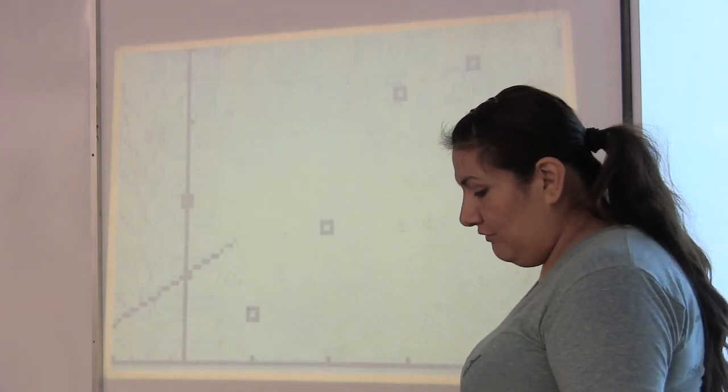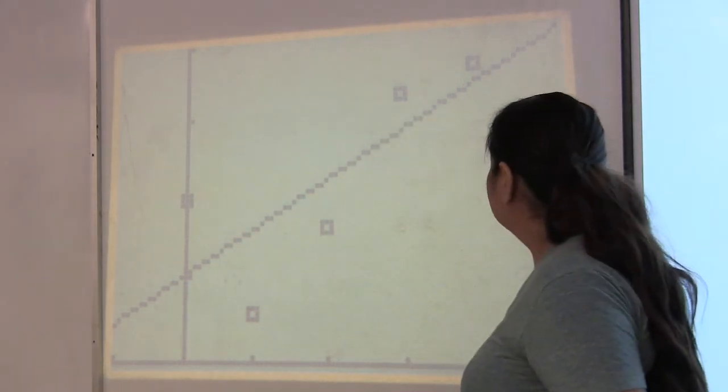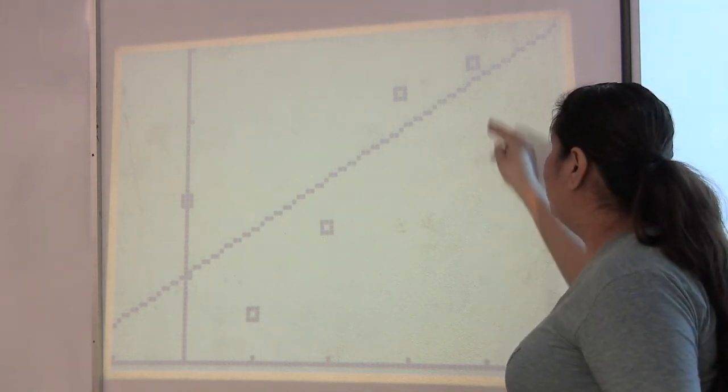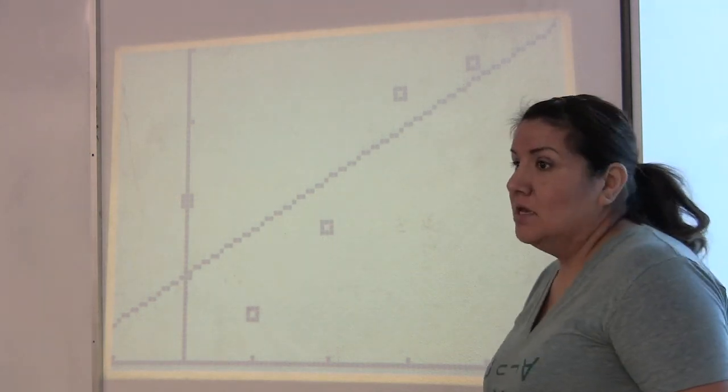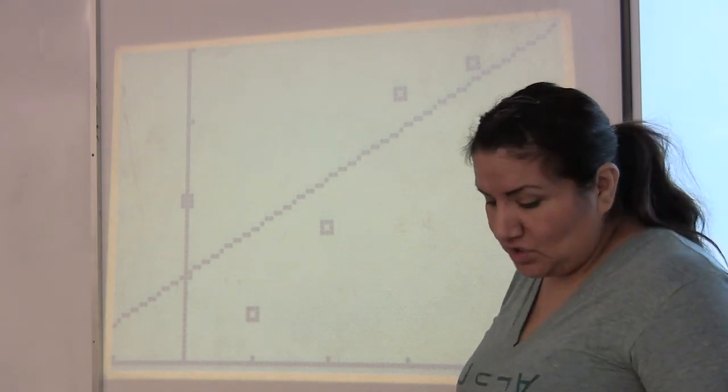So then when I hit graph, there's my data. You can still see my data. And this is the model. And it's not really a good model because a lot of the data points are not even on the line. But it is a model. So there's my linear model. Now we're going to go and do the quadratic model.